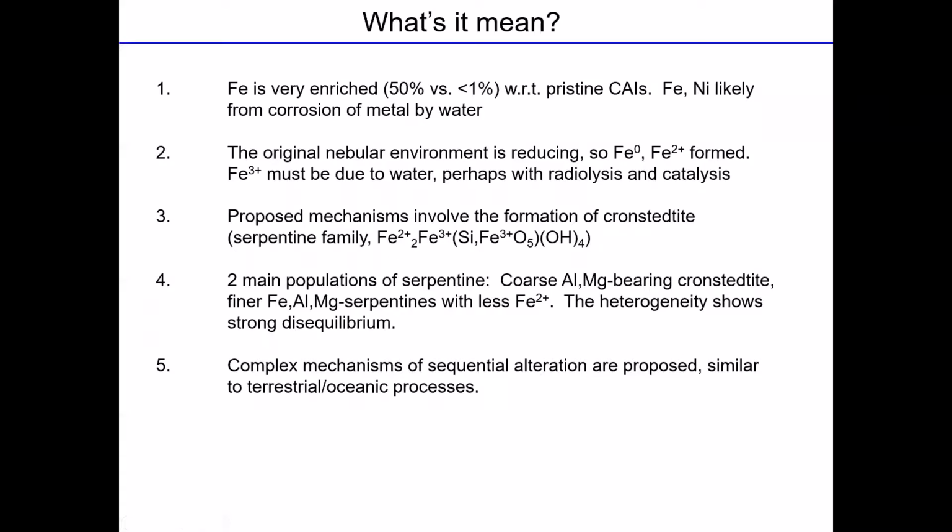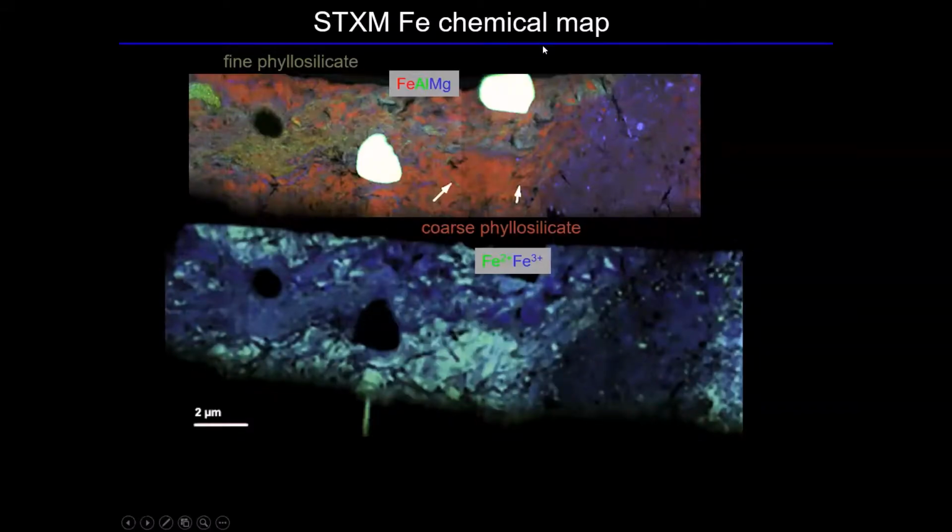Now, they go through a lot of complicated analysis and geochemical reasoning, which I certainly don't have time to reproduce, even if I understood it all. But they came up with these conclusions. One, which you can see right off, is that iron is very enriched. There's a lot of it. And CAIs normally don't have iron. And so it must have come from other parts of the meteorite.